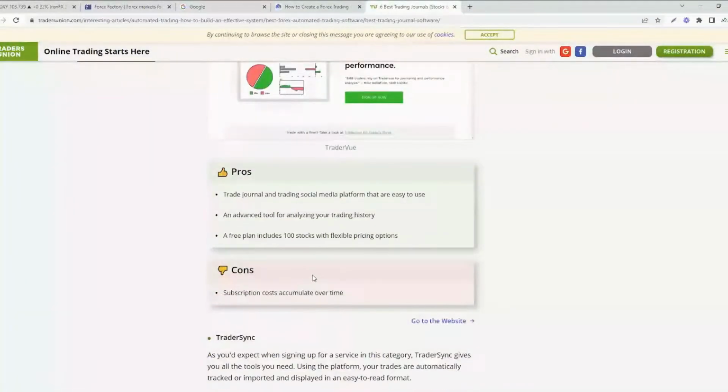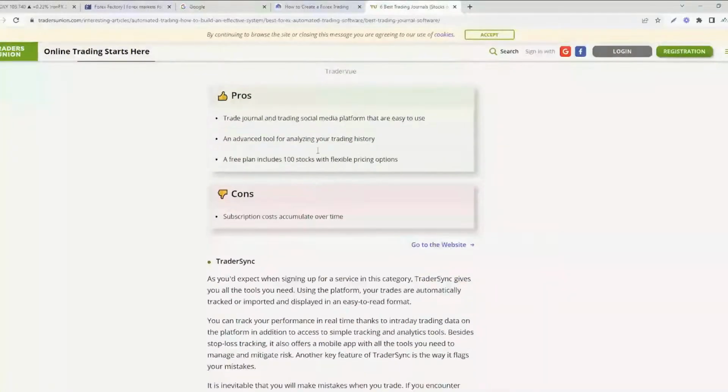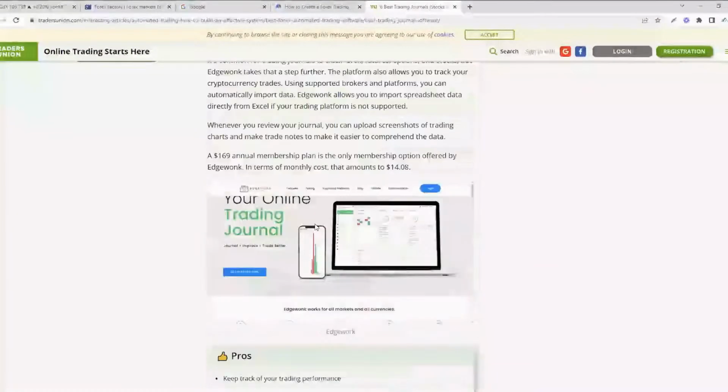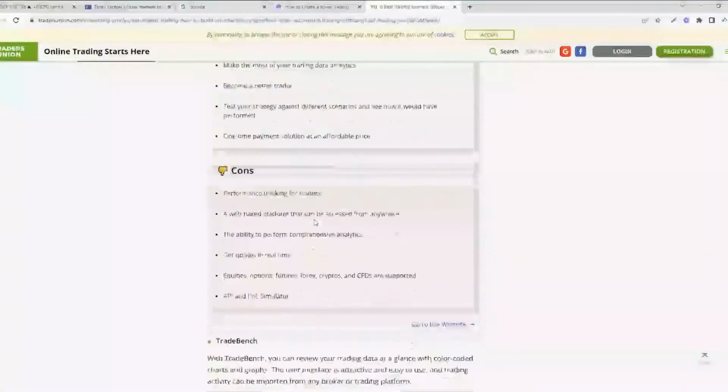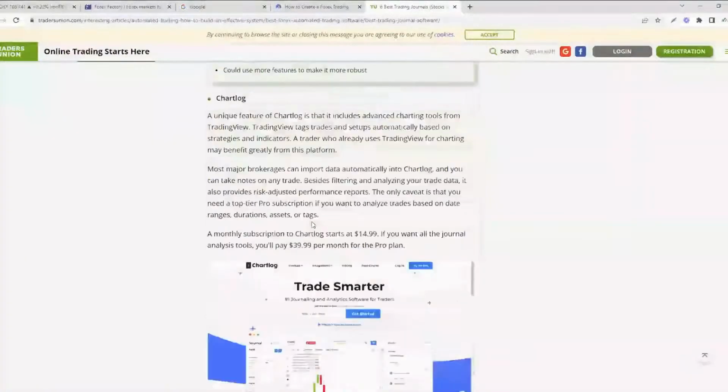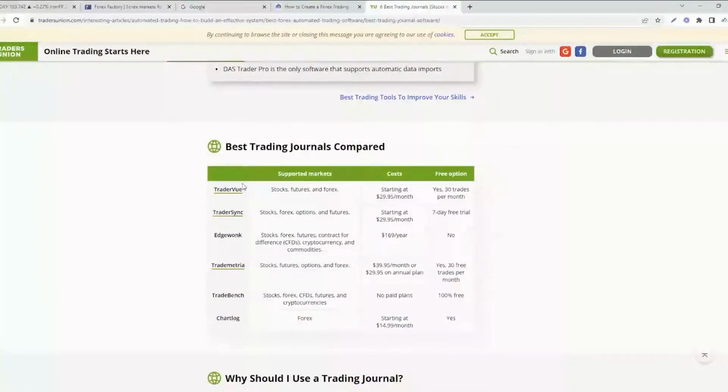So they give you the pros and cons of each of the journals that are listed here, and also a price comparison, just to get an idea. Okay, so here we have TradingView, TraderSync, Edgewonk, TradeMetria, TradeBench, and ChartLog. It tells you what the supported markets are. For example, you've got stocks, futures, and forex here. For TraderSync, sorry, you have stocks, forex, options, and futures. Edgewonk, you've got CFDs, and so on and so on, right?